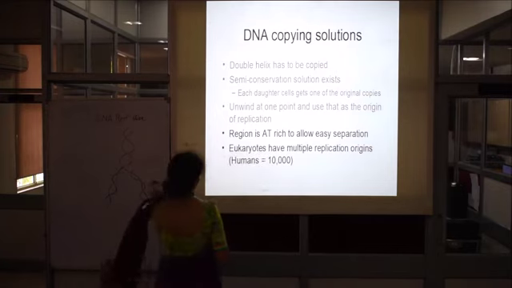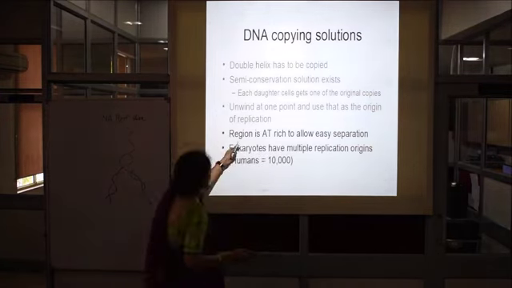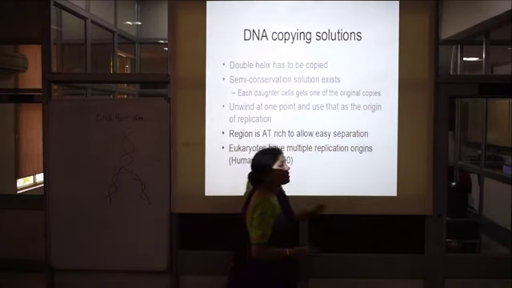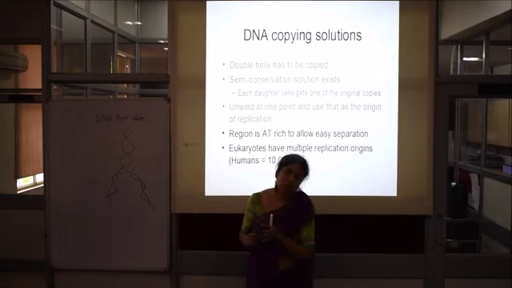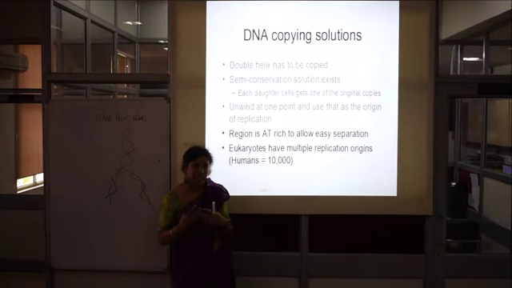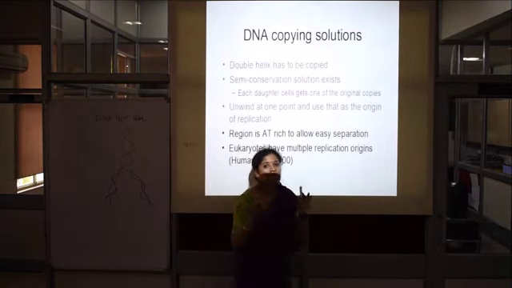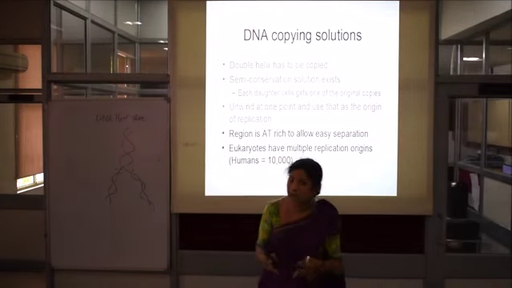Now, DNA copying solution: the region is AT rich to allow easy separation. As I told you, the origin of replication is going to be the first place where DNA replication starts. So wherever the unwinding has to take place, it is mostly in a particular region which is rich in AT sequences. Why AT sequences?